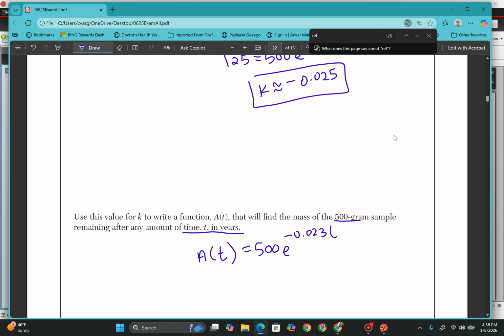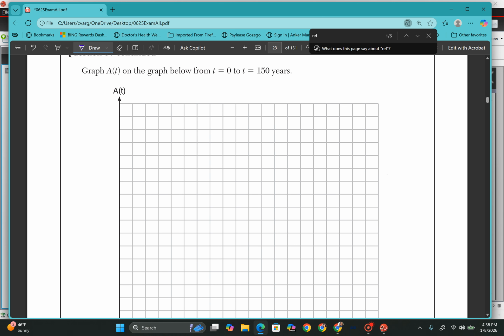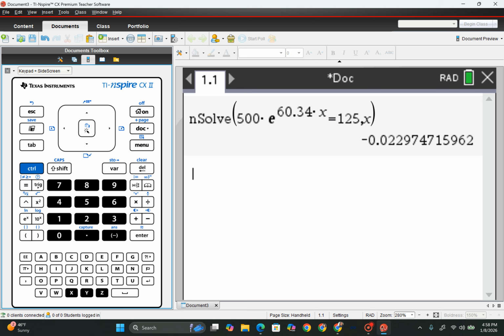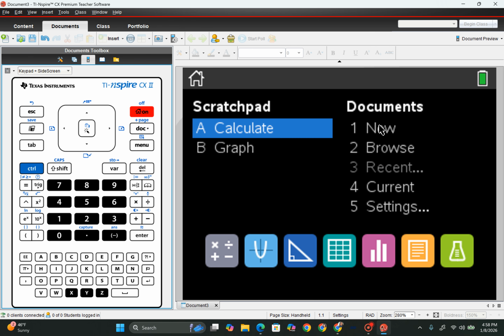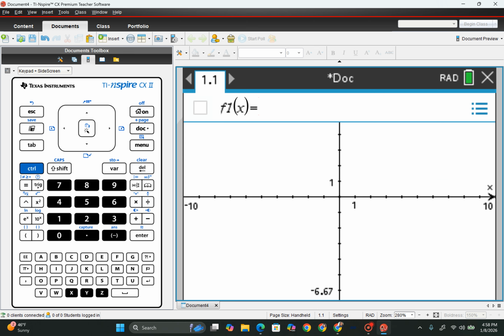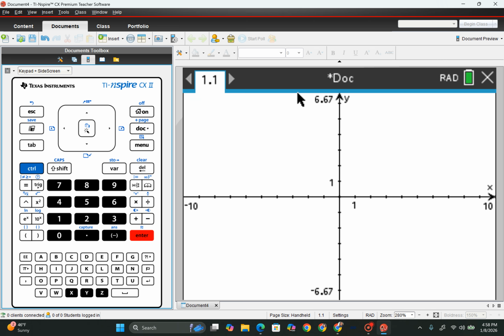Not bad. Then what we're going to do is take it and graph it from 0 to 150. So we need to take our calculator. We're going to go to on, new, and hit add graphs, and we're going to type in this function, right? 500 e to the negative 0.023 x. Just make sure that I type that in correctly. Cool, and I'm going to hit enter. So they want me to go, let's go back to the question, from 0 to 150. Okay, so from 0 to 150.